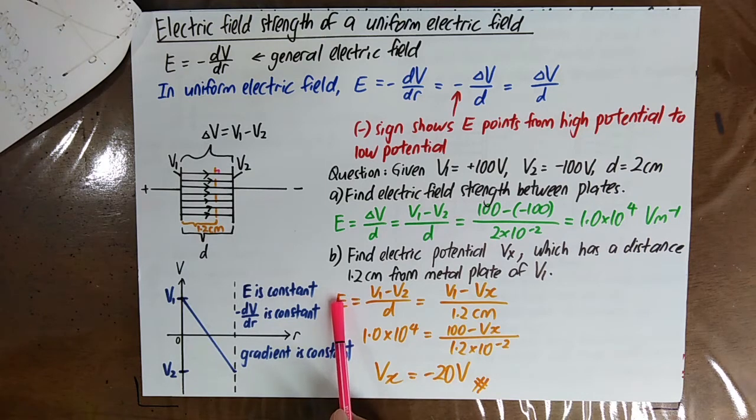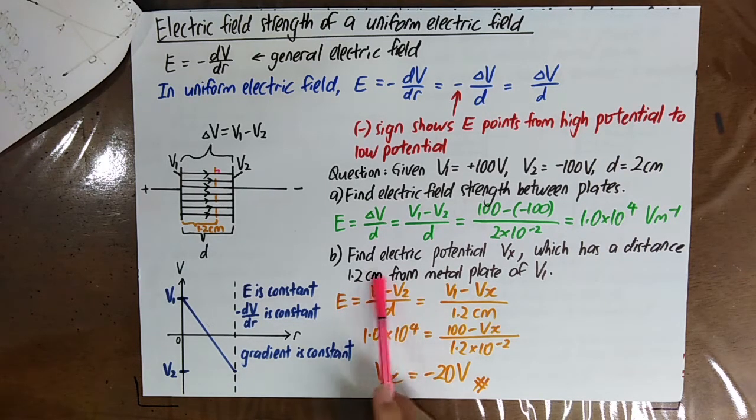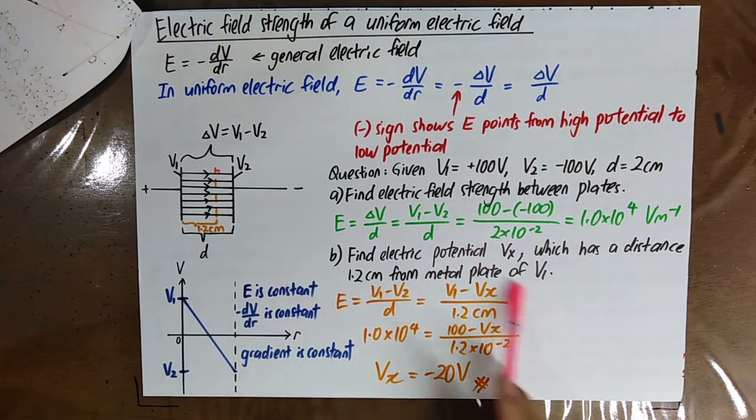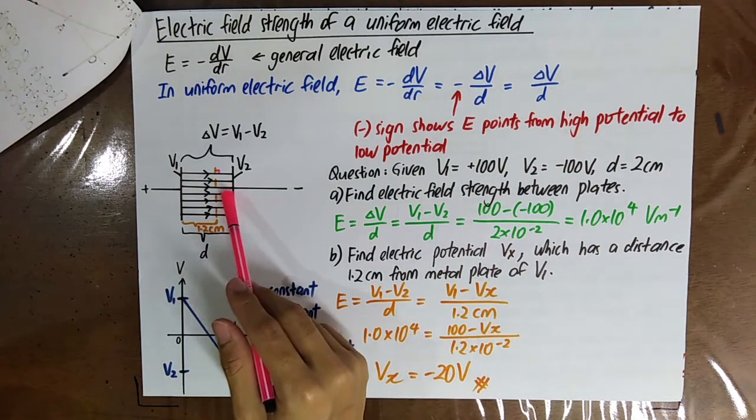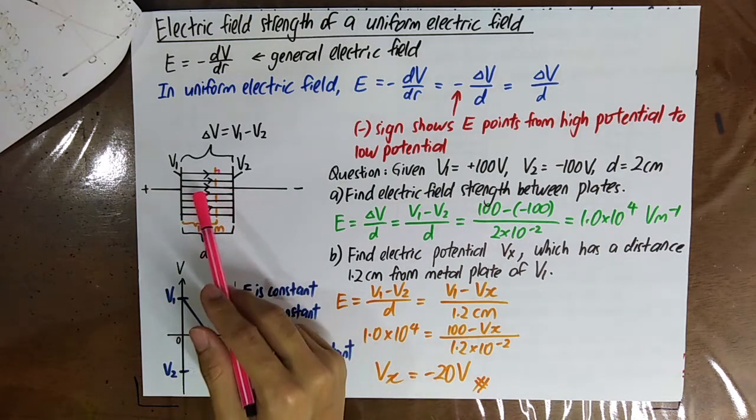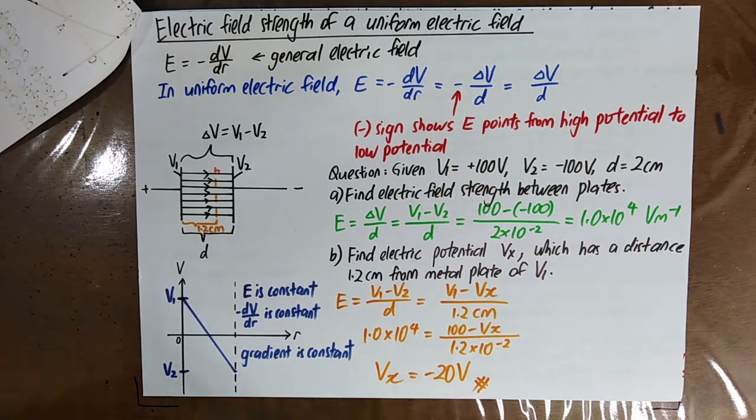Okay, so you use this formula. Electric field equal to the difference between the potential divided by the distance. Okay, once again, you can only use this when the electric field strength is constant in between the parallel plates. Alright, okay.